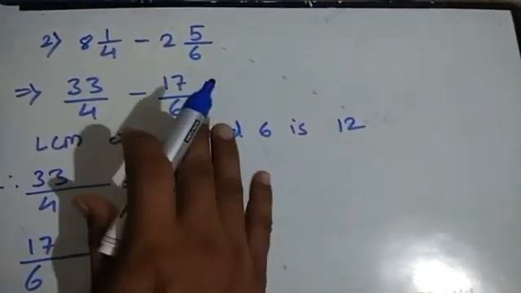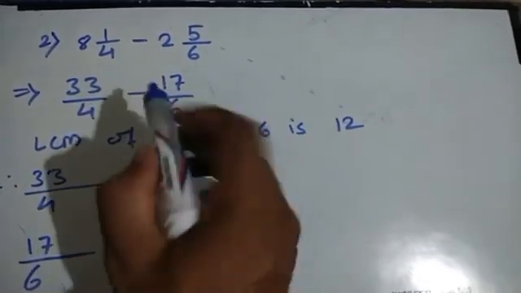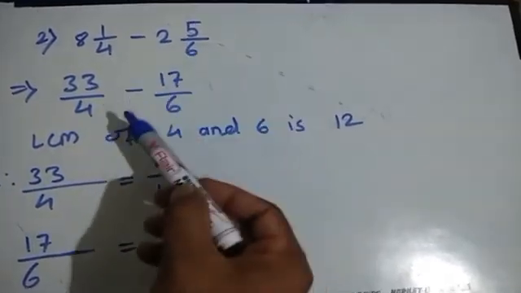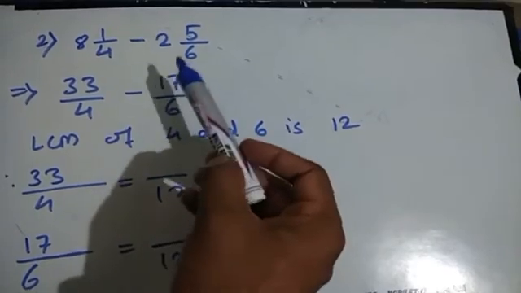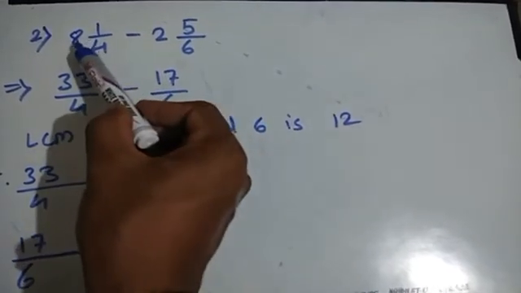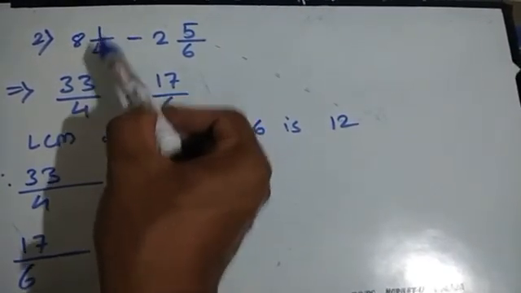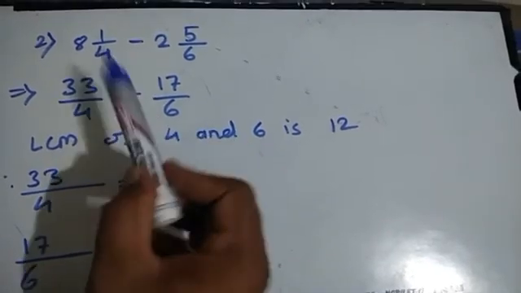In that way only we have to solve. But first, these mixed fractions we have to convert into improper fractions. So how am I going to convert? See here, 4 8s are 32 plus 1 is 33. Therefore 33 upon the denominator as it is. Now the minus sign as it is.